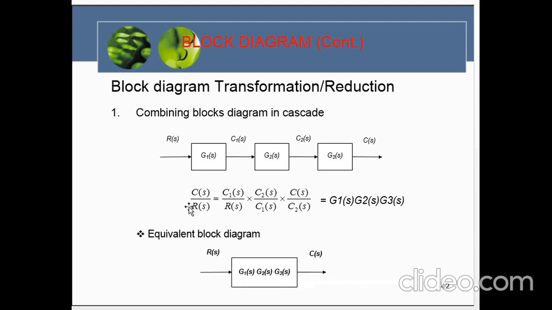R(s) C(s) per R(s) is equal to G1(s) multiplied by G2(s) multiplied by G3(s), and the equivalent block diagram for this block is this simple block diagram. Then we reduce it to become simple like this.